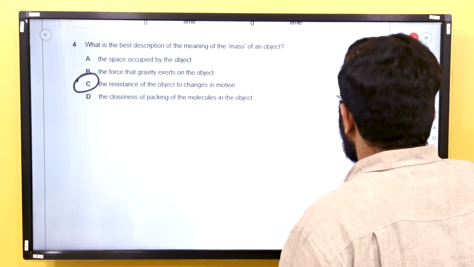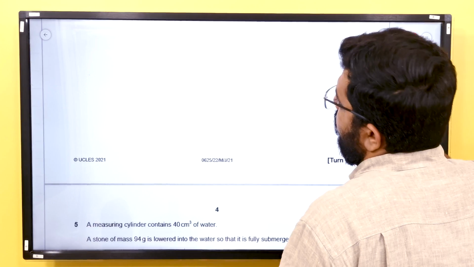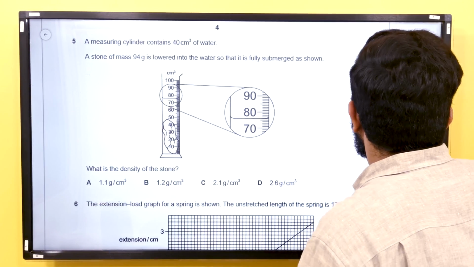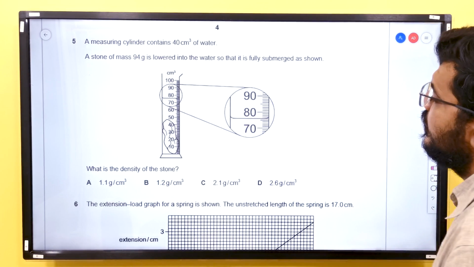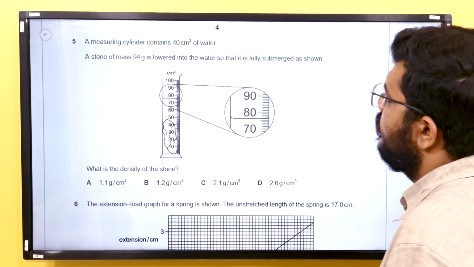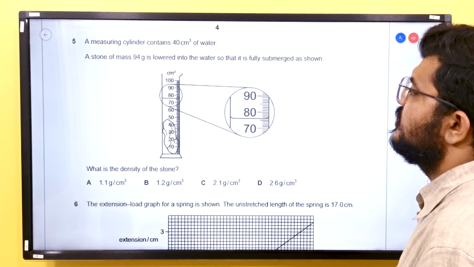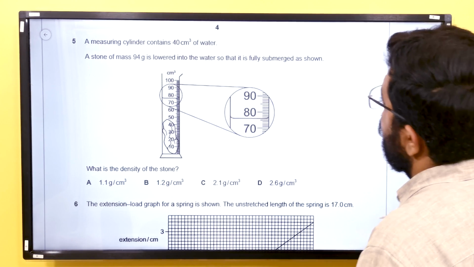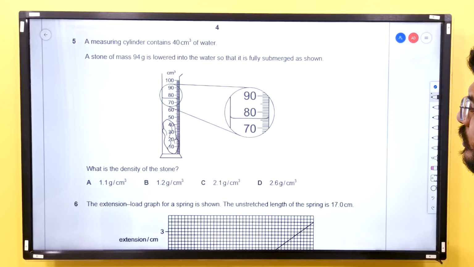Closeness of packing of molecules in an object is its density, right? Okay, question 5. A measuring cylinder contains 40 centimeter cube of water. A stone of mass 94 gram is lowered into the water so that it is fully submerged as shown. What is the density of the stone?